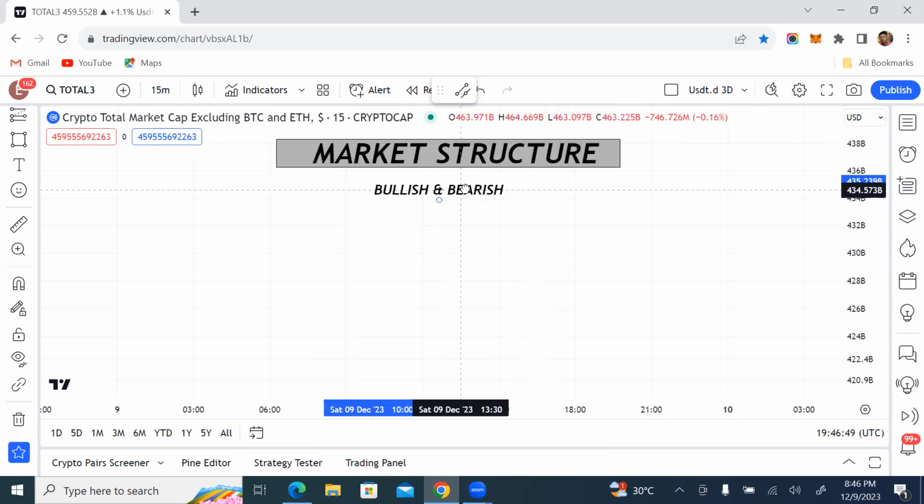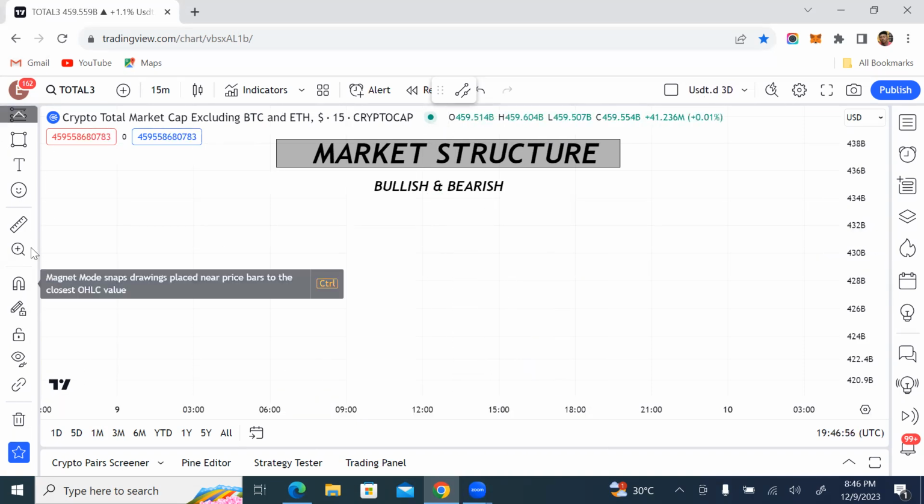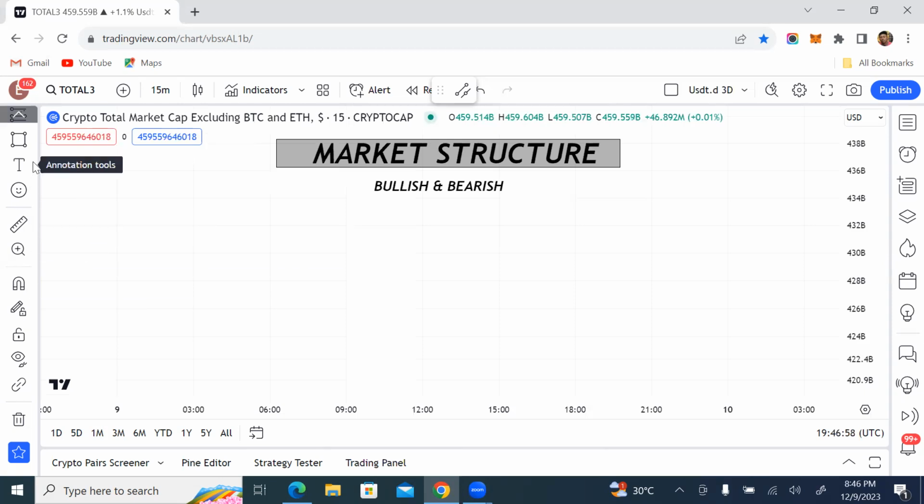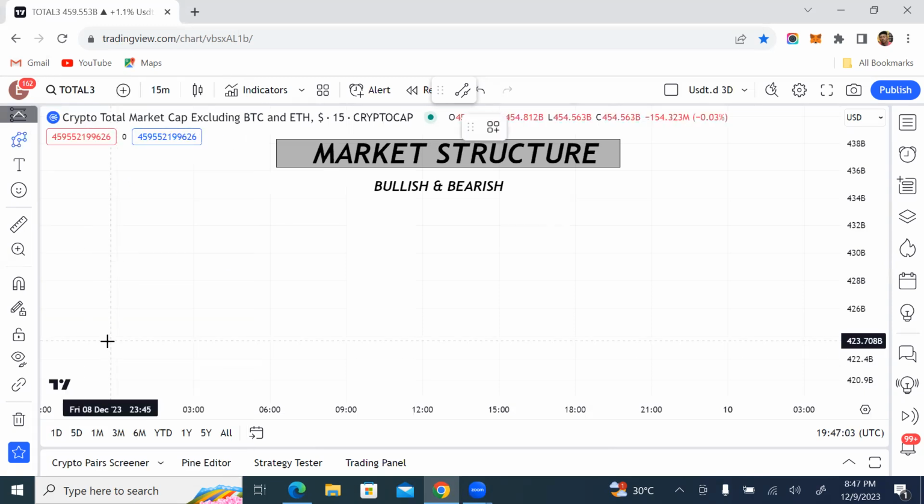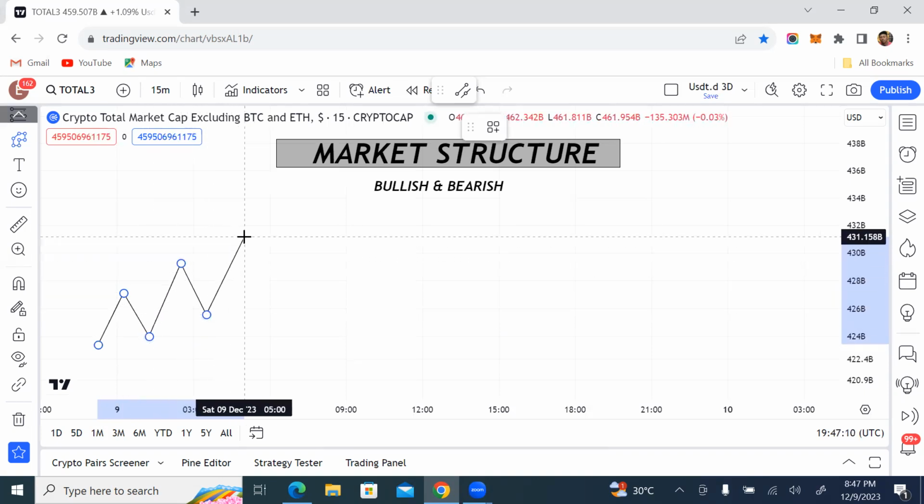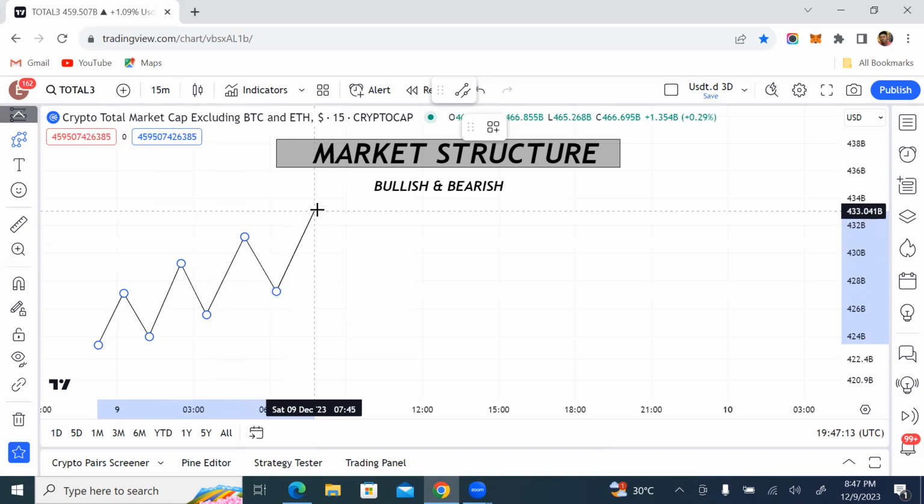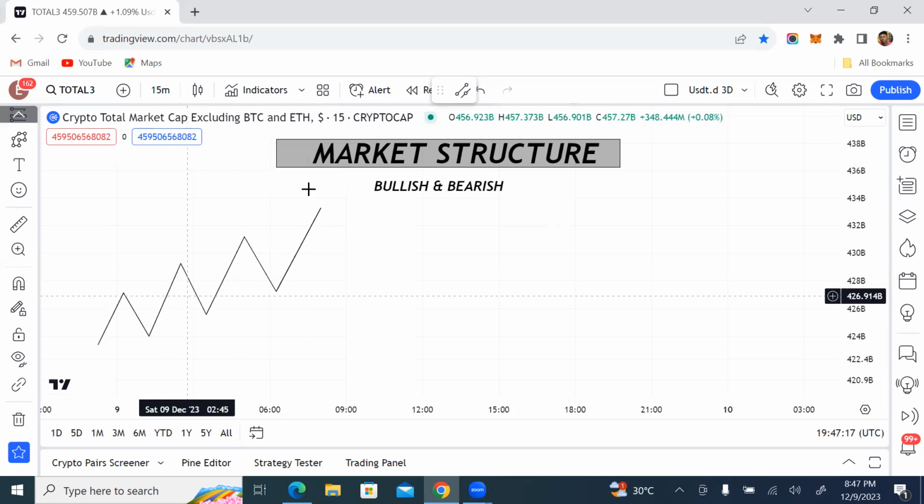Now, how do you know if a market is bullish? A market is bullish when we continuously make higher highs. I'm going to explain that. Just pay attention. The market is bullish when we continuously make what? Higher highs. You're going to see price doing something like this, like this, like this, meaning it is trending upwards. Now, when the market is trending upwards like this, it simply means that the market is bullish.